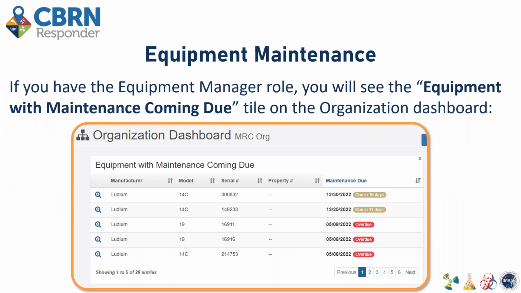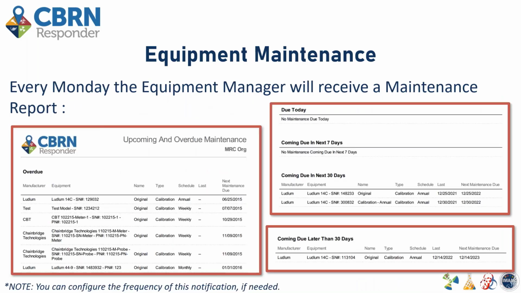So again, if you have the equipment manager role, you will see an equipment with maintenance coming due tile on the organization dashboard. So you'll be able to see a link to the equipment item as well as the maintenance date when it's due. So I can see the first equipment item there is due in 16 days. And this is the report that the equipment manager is going to receive. So it'll come in a PDF via email, if that's your preference of notification. You are able to configure the frequency of this notification. So if you want it bi-weekly or monthly.